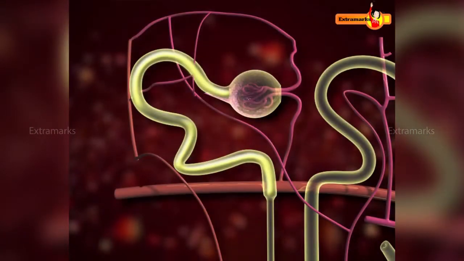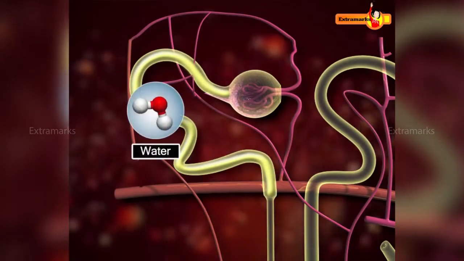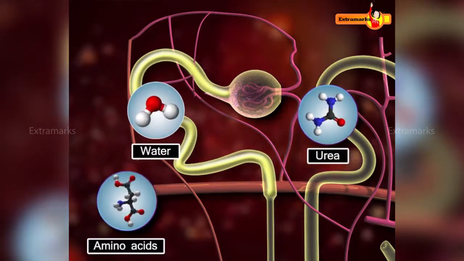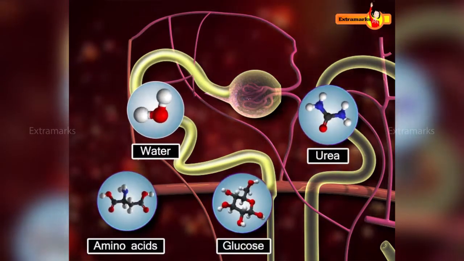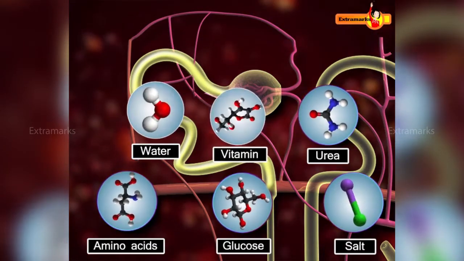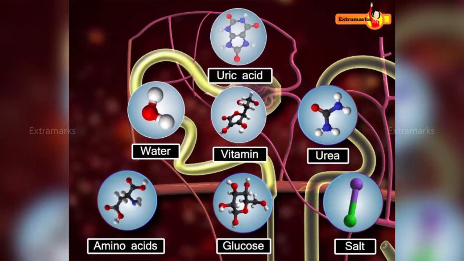The glomerular filtrate is composed of water, urea, amino acids, glucose, salts, vitamins, and uric acid.